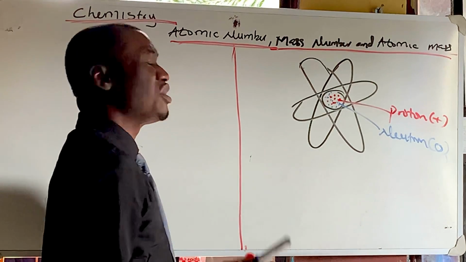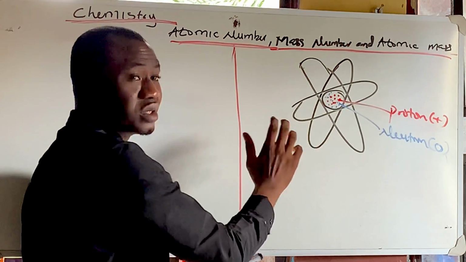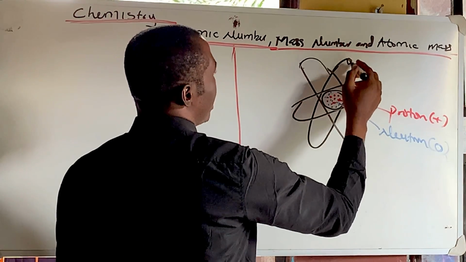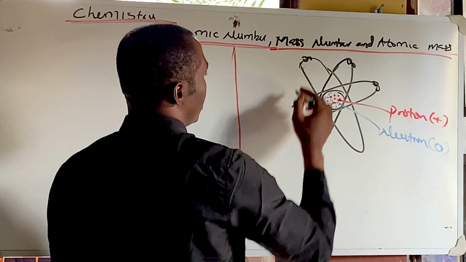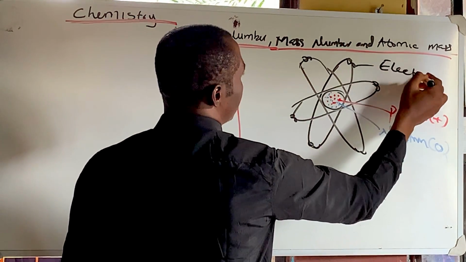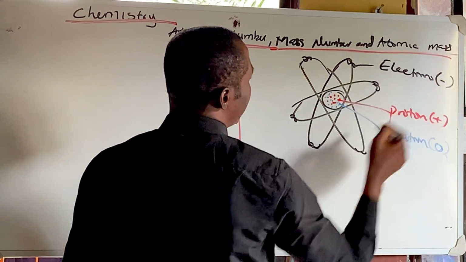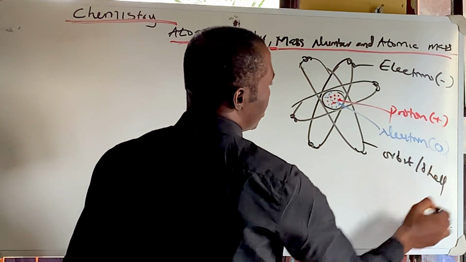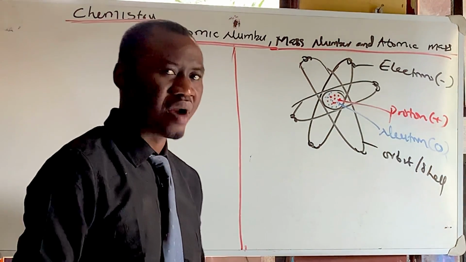Then, if you want to study more about our concepts, let's add these electrons. So these are electrons. Electrons are negatively charged, and this is the orbit or the shell which the electrons revolve around.